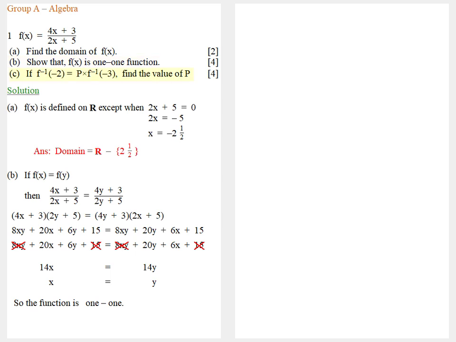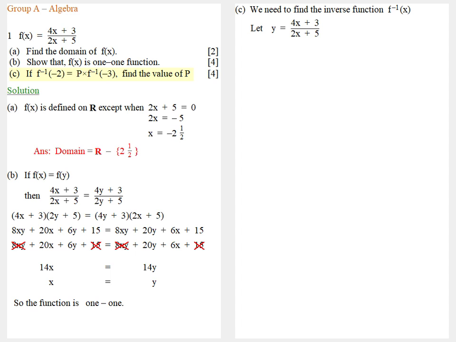Now in part C, we're given, if f inverse of -2 is equal to p times f inverse of -3, find the value of p. To solve this, we need to first find out what is the inverse function of x. To do that, we let y equal f(x). So y equals (4x + 3)/(2x + 5).